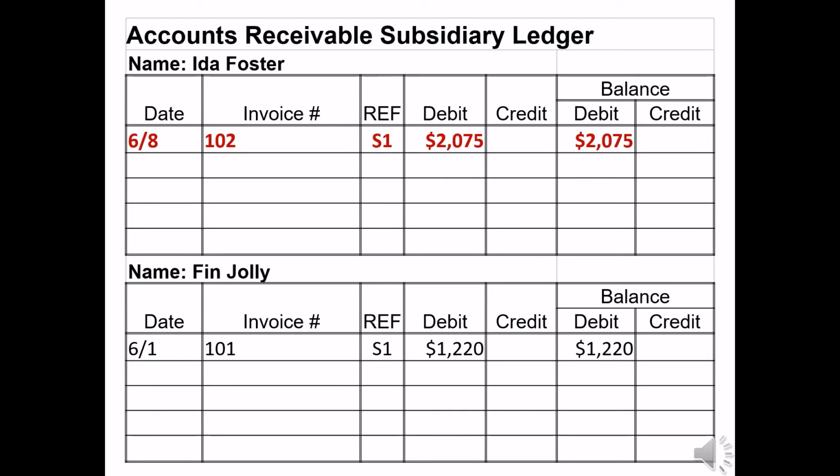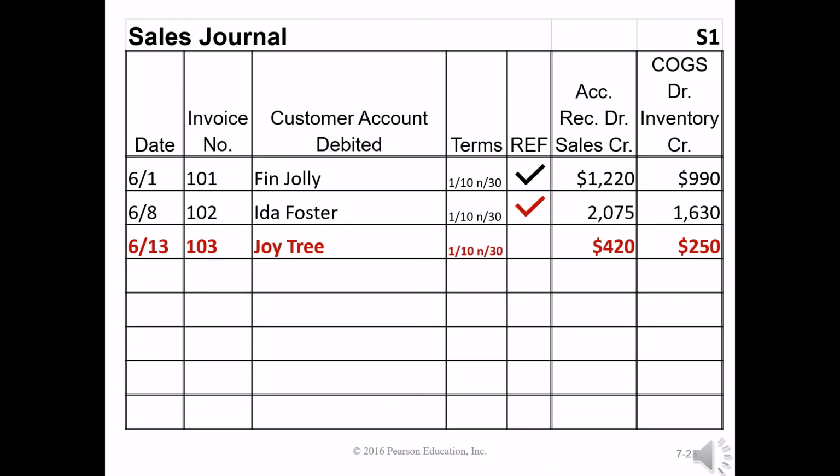You'll notice that in this reference column, we have put S1 for the sales journal, page 1. Back in the sales journal, we will put a check mark for Ida Foster to show that we have posted that in the subsidiary ledger.